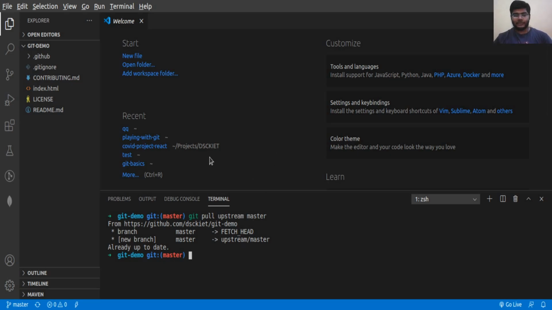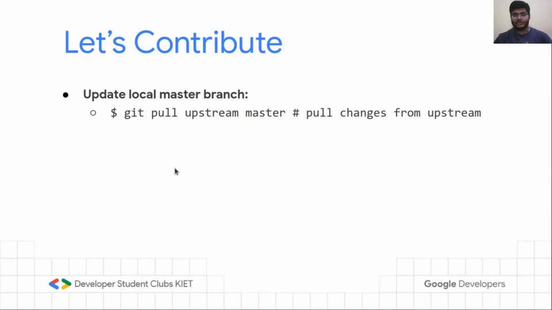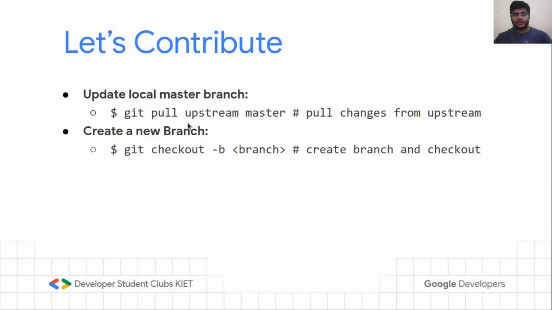So next we have to work in our branches. So next we will create a new branch. To create a new branch, we can use this command: git checkout -b our branch name.